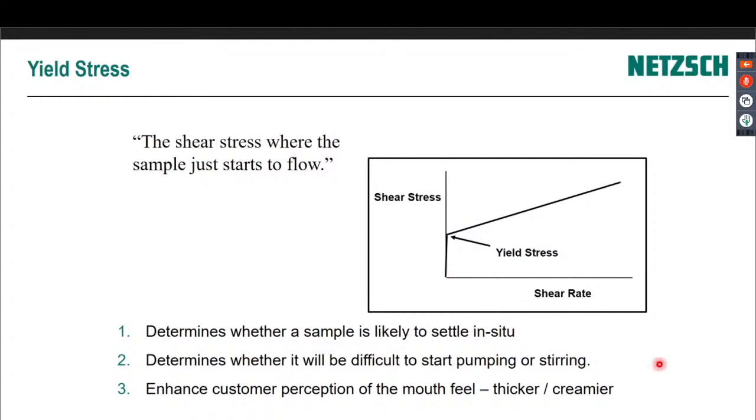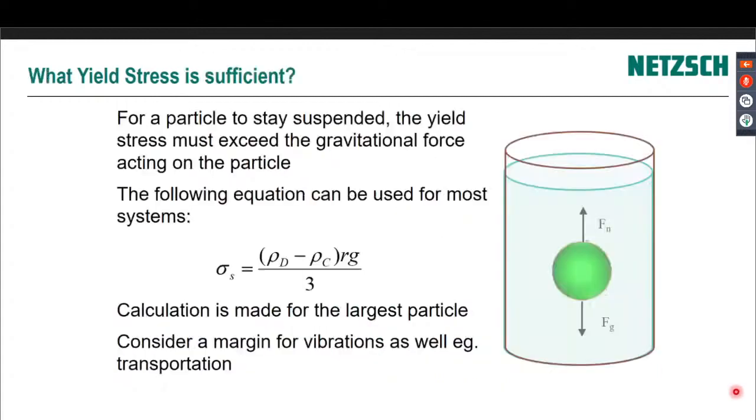And you actually can get that in beverages, but it's such a small yield stress, you can't really see it. It's just enough to keep the particles suspended. And so one of these vanishing yield stresses, as we call it, gives it maybe a nice mouthfeel, might feel a bit thicker and creamier. It also determines how hard it is to pump something or how easy it is to stir something. And it also tells you whether it's likely to be settling or not.